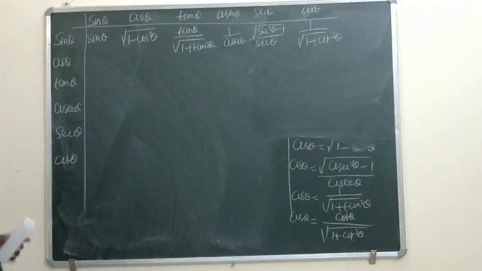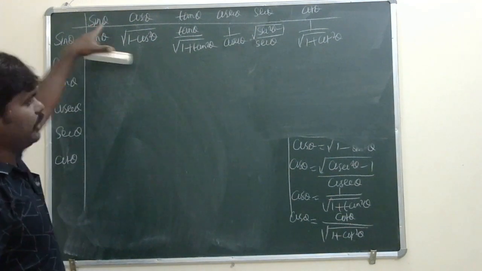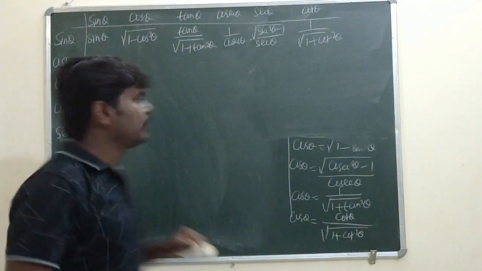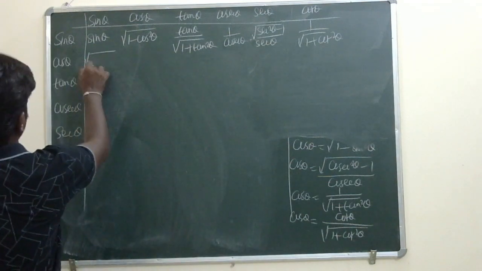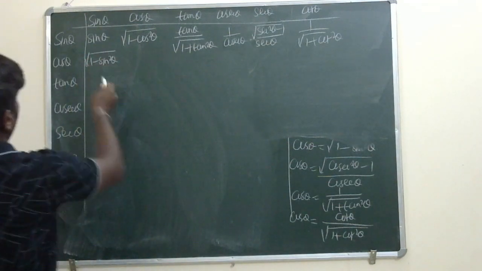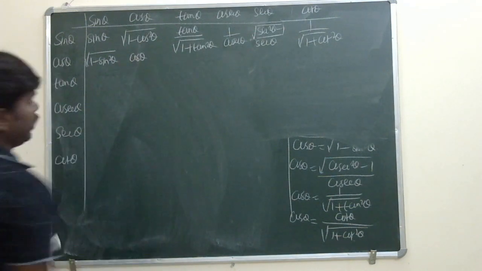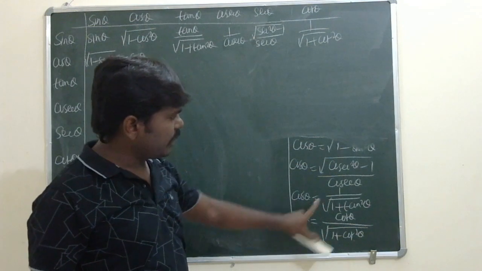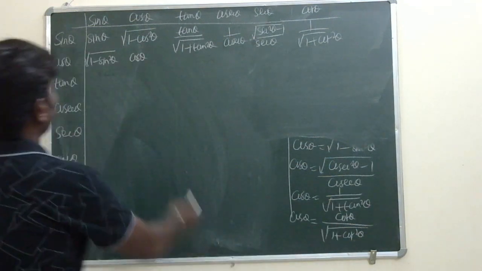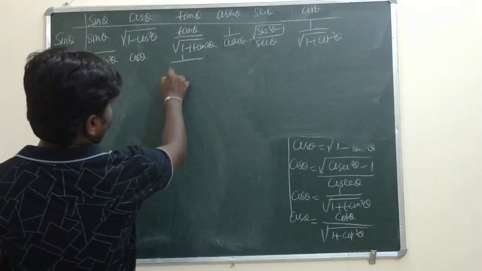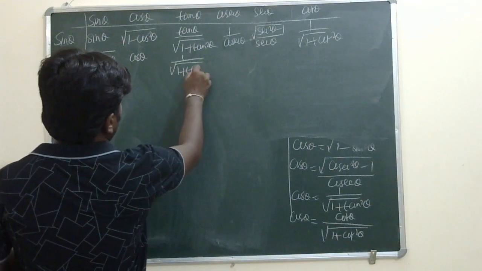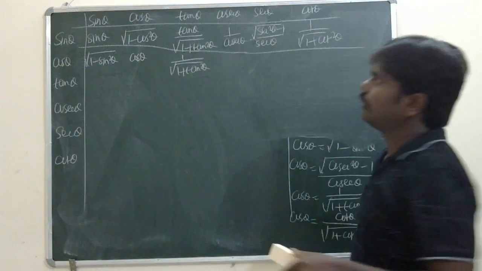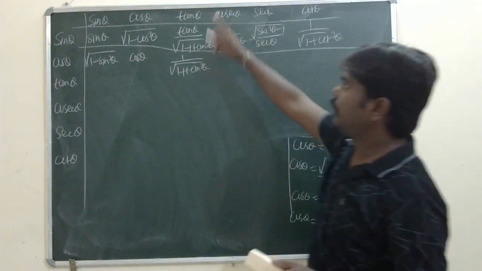Now how to express cos theta in terms of sin theta. We have cos theta equal to the square root of 1 minus sin square theta. So the square root of 1 minus sin square theta. Cos theta in terms of cos theta is cos theta only. Next, cos theta in terms of tan means 1 by the square root of 1 plus tan square theta. So here 1 by the square root of 1 plus tan square theta. This is the cos in terms of tan.